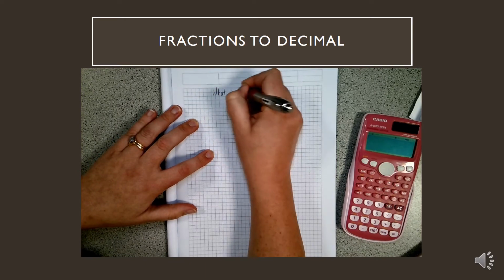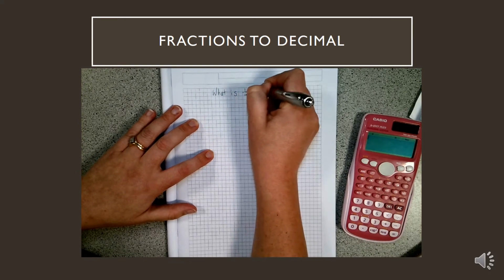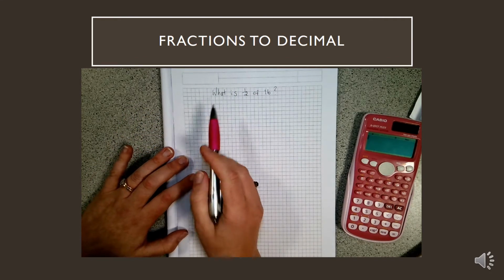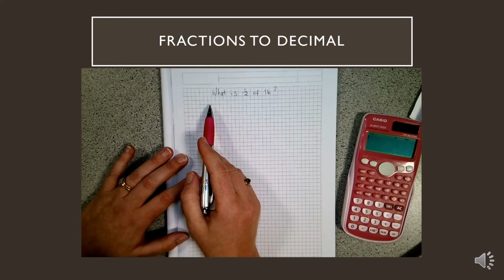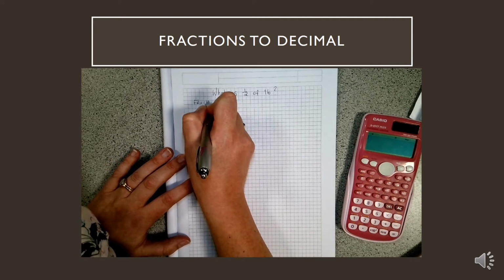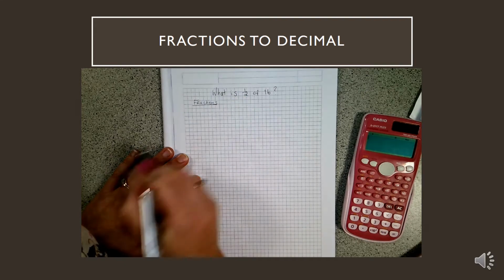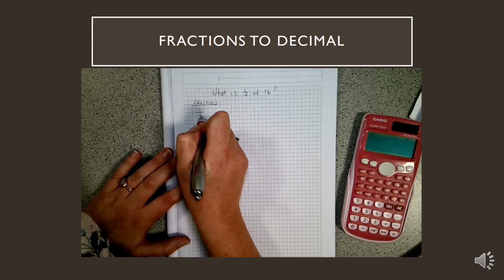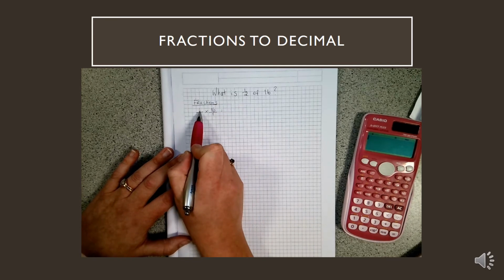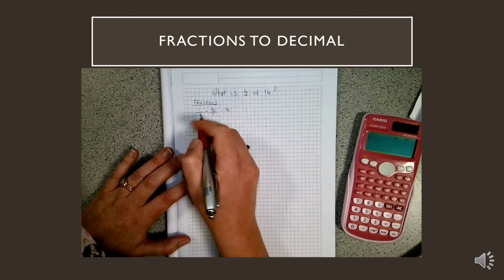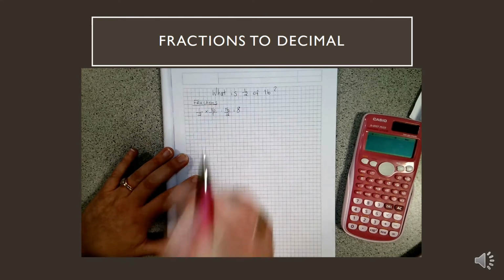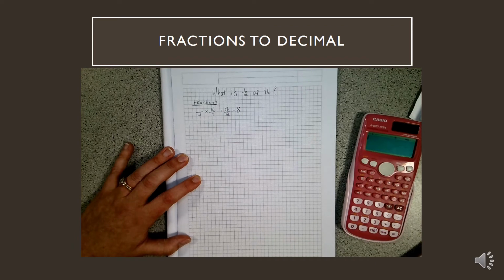What is half of 16? Well, we'll do this first by doing a fraction approach. Fractions, we've done this before. A half of, if you like, 16 over 1 is equal to top by top, which is 16, bottom by bottom, which is 2, and 16 divided by 2 is 8. We know that half of 16 is 8.